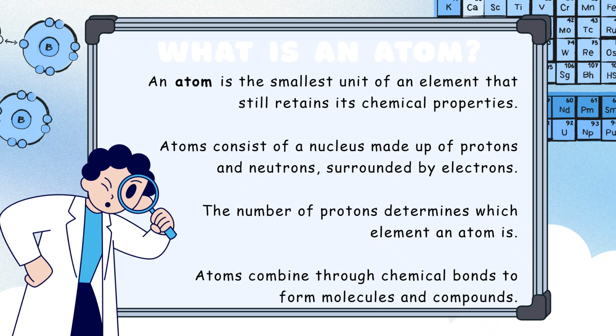Now that we know that matter is made up of atoms, let's talk about what exactly is an atom. An atom is the smallest unit of an element that still keeps the chemical properties of that element. Each atom has a nucleus at its center containing protons and neutrons, and it's surrounded by electrons that move in specific paths. The number of protons determines what element it is. Atoms rarely exist alone. They bond together to form molecules and compounds.